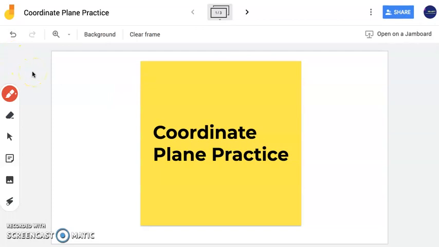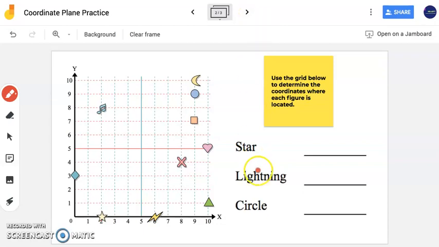Hello, today we're going to continue practicing using a coordinate plane. In this example here, you will be given a coordinate plane just like this. Notice on this coordinate plane, there's lots of figures on it, such as hearts, circles, and stars, and that represents my points plotted on this coordinate plane.